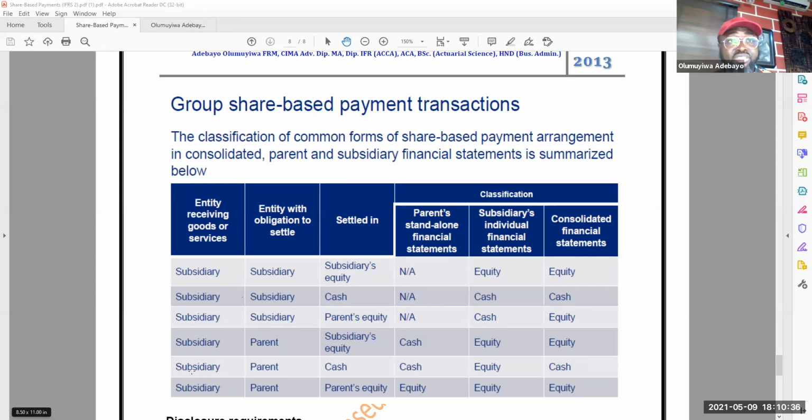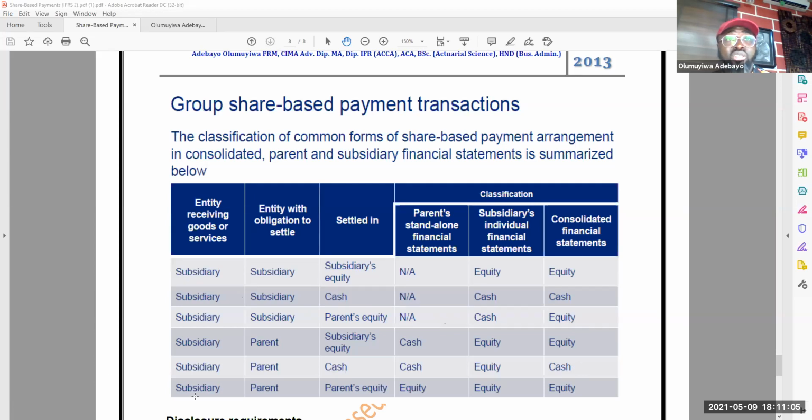The subsidiary enjoys the benefit, service, or goods. The parent is to settle it by obligation, but the parent is determined to settle in cash. And therefore, in the parent's book, it will be cash settled. In the subsidiary's book, it will be equity settled because the parent has contributed additional capital by way of incurring costs on behalf of the subsidiary. That's why it's equity settled in the books of the subsidiary, while it is cash settled at the consolidation level.